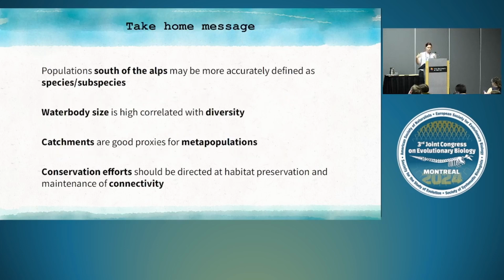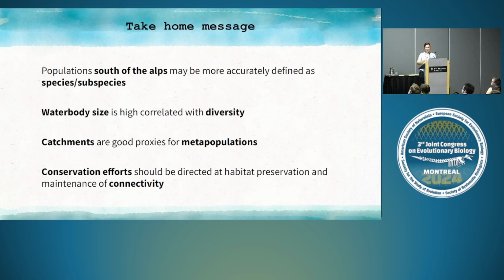So the take-home from this is that in general, the population south of the Alps may be more accurately defined as subspecies, although maybe we don't want to talk about species at all anymore. I would love if we just talked about population diversity, that would be great. And water body size is highly correlated with diversity. I would love to look for this also for the grayling, but it's much harder to assess water body size for river systems than for ponds and lakes.